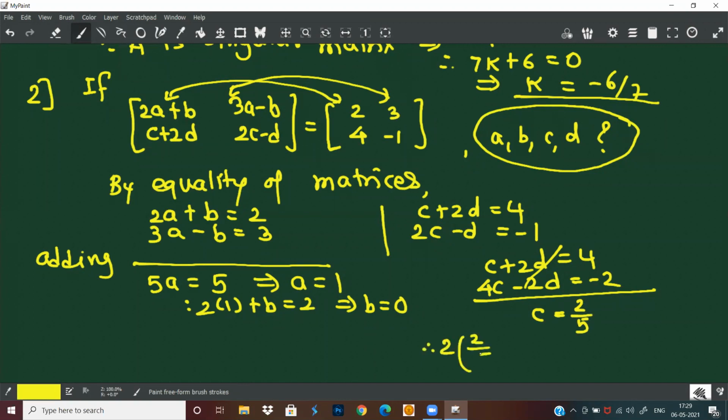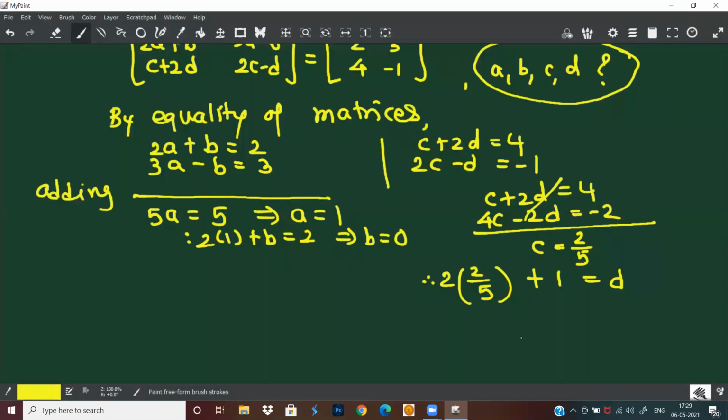अभी D निकाल. Twice C. ये -1 में ये बाजू ले रही हूँ. +1 is equal to D. So 4 plus 5. So I get D as 9 by 5. ये एक टाइप का सम है.